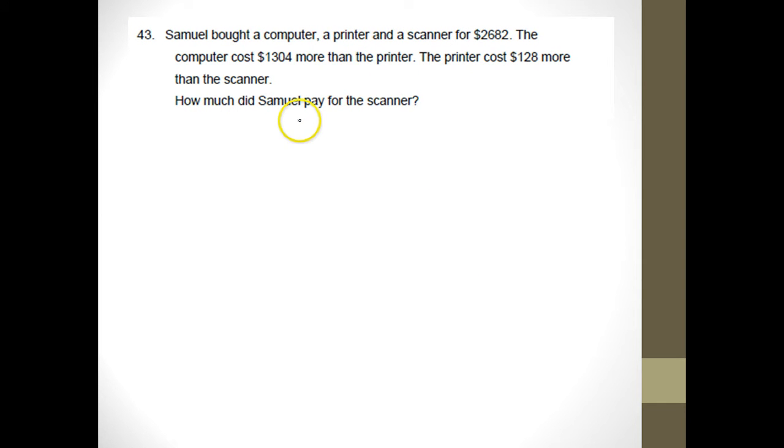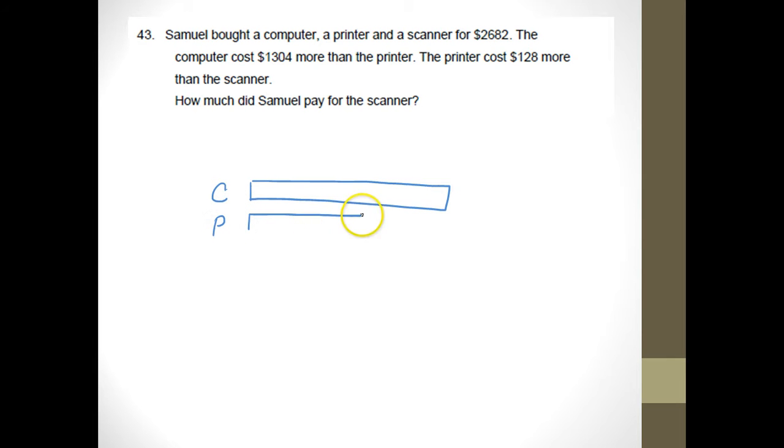Question 43. Samuel bought a computer, a printer and a scanner for $2,682. The computer cost $1,304 more than the printer. The printer cost $128 more than the scanner. So let's draw our model. First, I draw the computer. Computer is more than the printer. So I draw my printer. This is my computer.